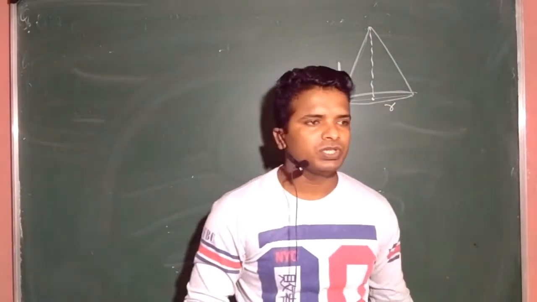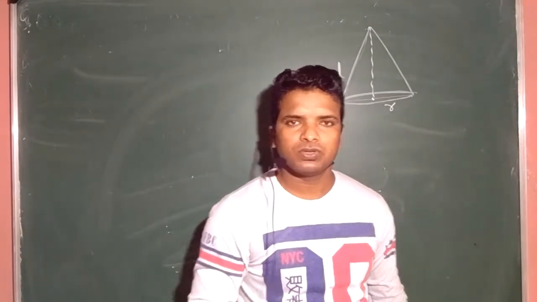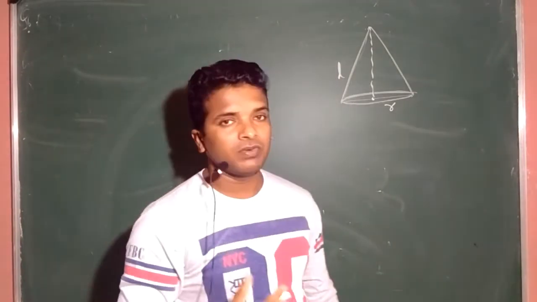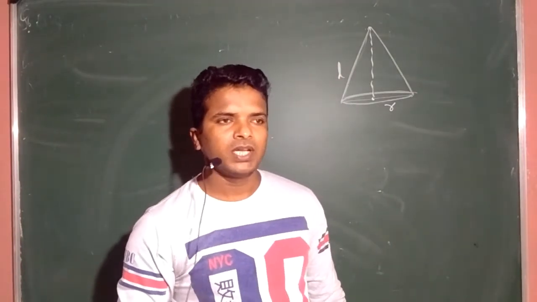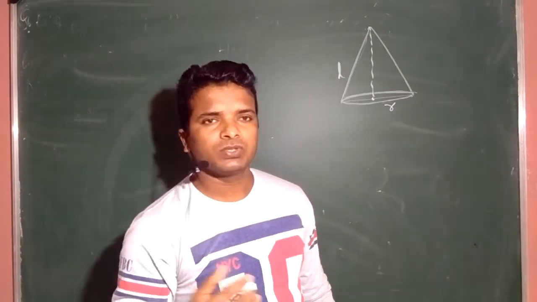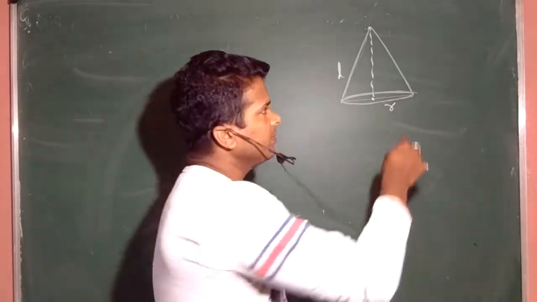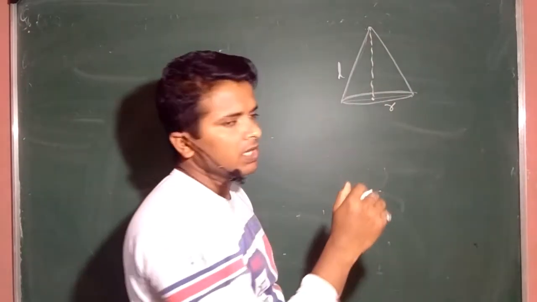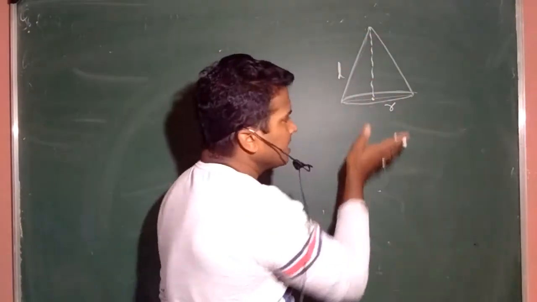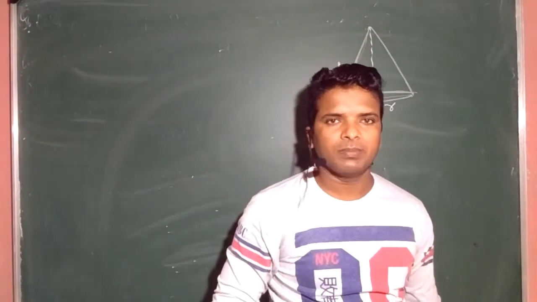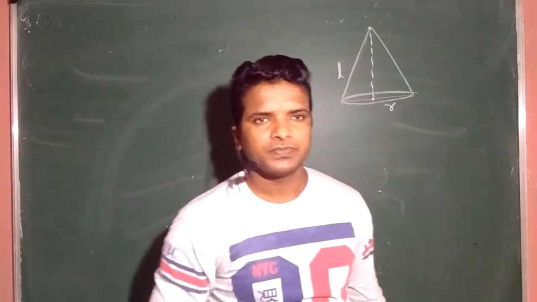Now, if the question is to find the volume, we use the volume formula for the cone, and if it is the curved surface area, we use the curved surface area formula. Curved means only the cover, and total means the cover and the base also, so we close it fully. This is called the total surface area.